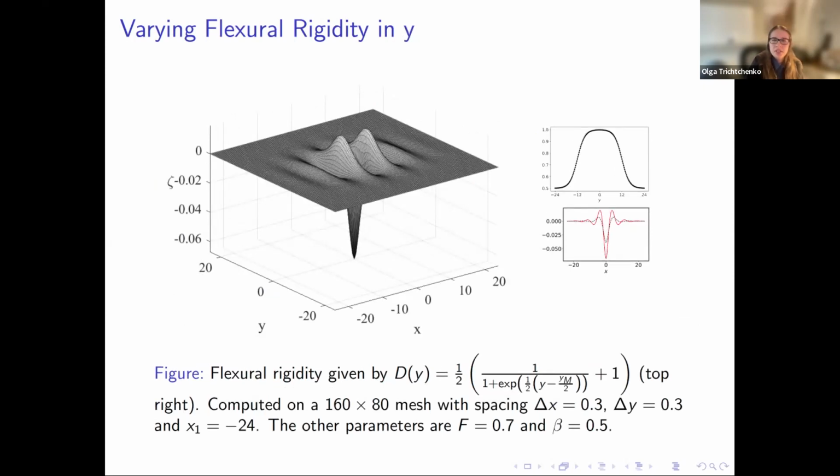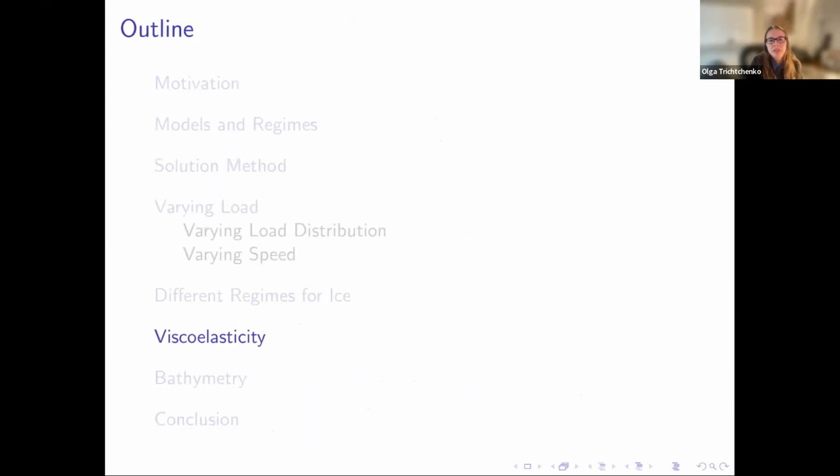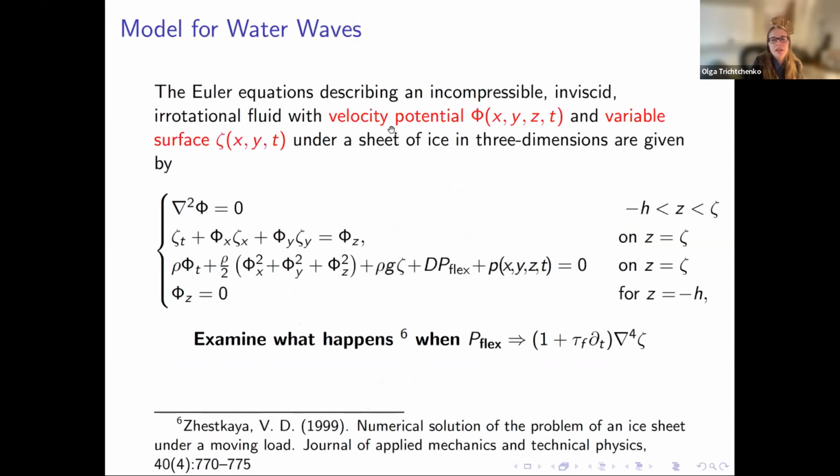You could say, imagine, for example, the ice is thicker in the middle of a lake, or imagine it's thicker at the edges. And then you can do the same game here. You can introduce a cosine pattern. And then you can do things like add viscoelasticity. So you modify that P flex term to include this tau F contribution.